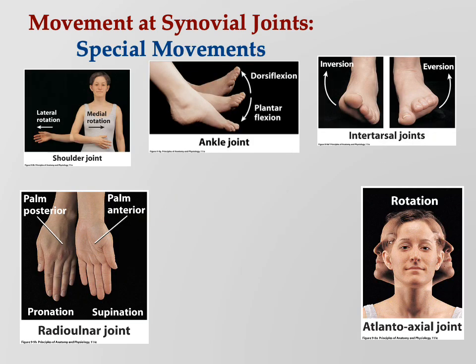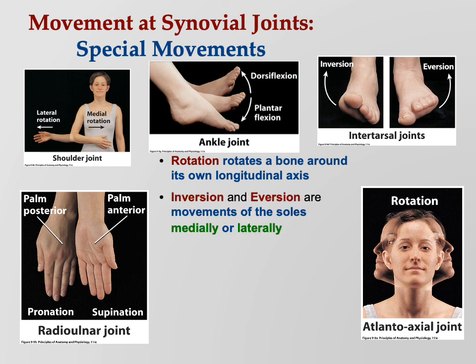And there are a few more special movements. Rotation rotates a long bone around its longitudinal axis. So notice in the upper left, the shoulder. If you have your hand on your stomach and then you move your hand out to the side, that's lateral rotation. And if you move it back on top of your belly button, that's medial rotation. So notice in this case it's your shoulder that's moving. It's actually your humerus that is rotating, all right? You're not moving your elbow. Your entire humerus is rotating. So that's rotation of a bone around its own longitudinal axis.